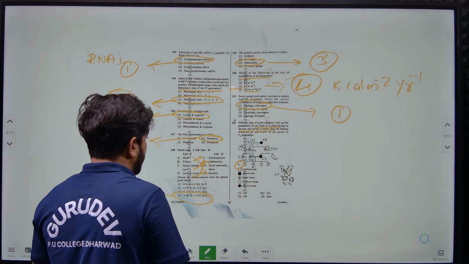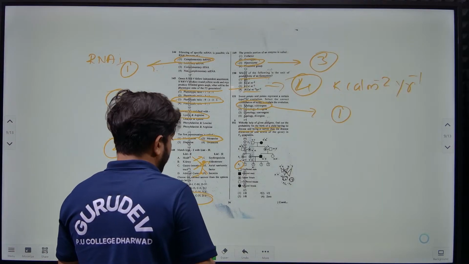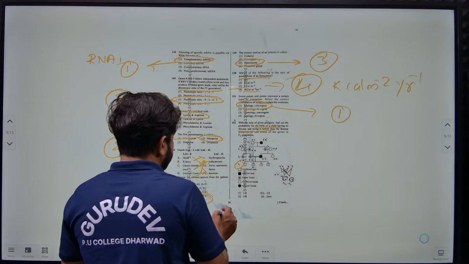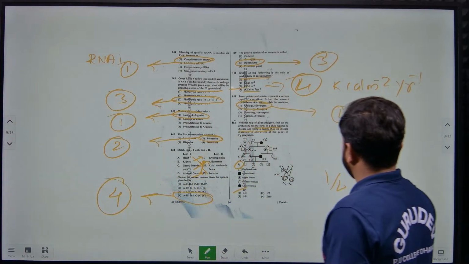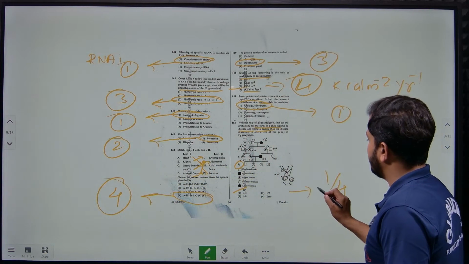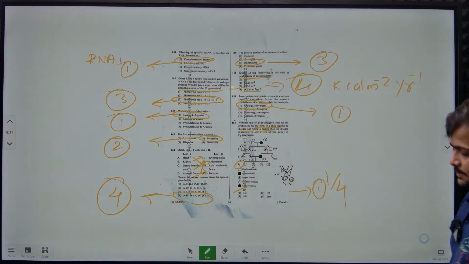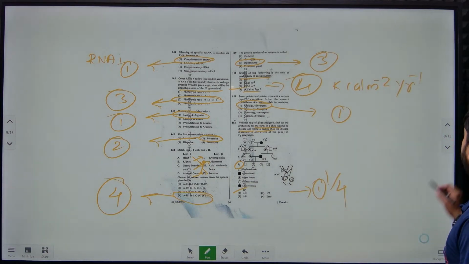If I want to find that out here, according to that the answer is 1/4. The answer is 1/4, so option 1 is correct. Option 1 is correct here.